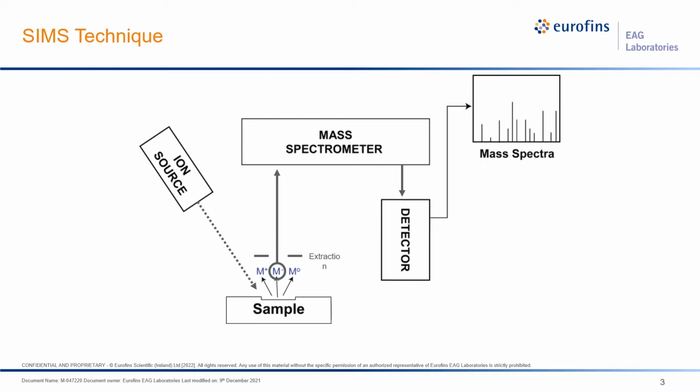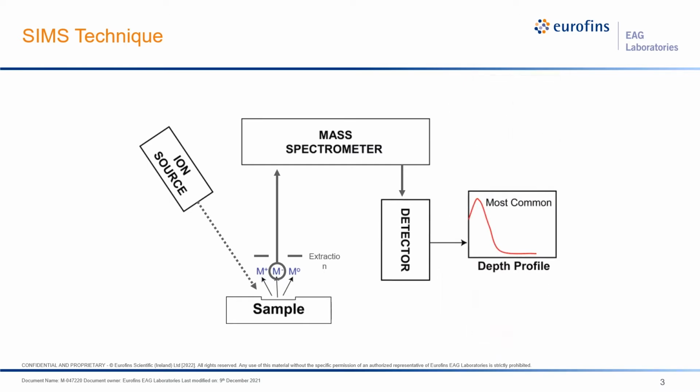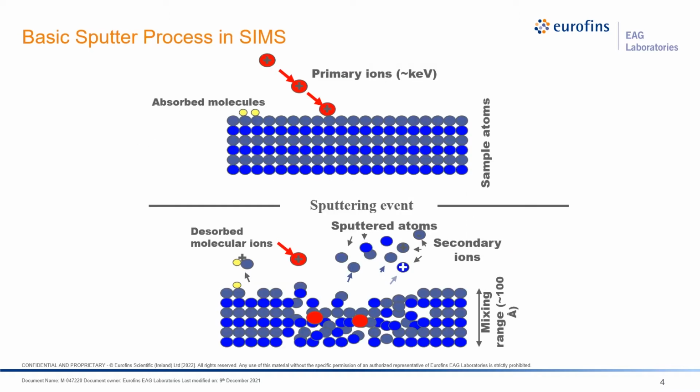We can sweep the mass filter and get a mass spectrum, or we can keep the mass fixed and sweep the beam and collect the information to form a map of a specific mass or masses, or we can have a profile of these specific elements or masses as we drill into the sample, and we call that a depth profile. The most common mode of dynamic SIMS is the depth profile, and this is what we'll be looking at today.